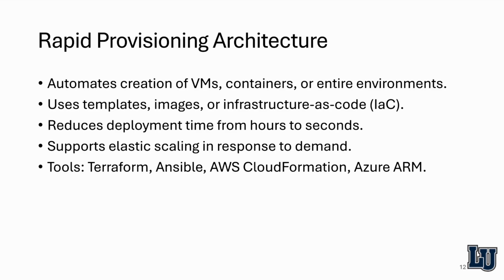Rapid provisioning architecture. Provisioning here means setting up new infrastructure. Infrastructure like servers, storage, and networks. Rapid provisioning just automates the whole process. Instead of clicking through a console, we use templates and infrastructure as code tools like Terraform or CloudFormation. We define everything in code, what instance type, what network, what firewall rules, then launch it in seconds. This allows elastic scaling. When demand increases, new machines appear automatically and disappear when traffic drops. It's how modern cloud systems handle massive surges instantly without manual work.